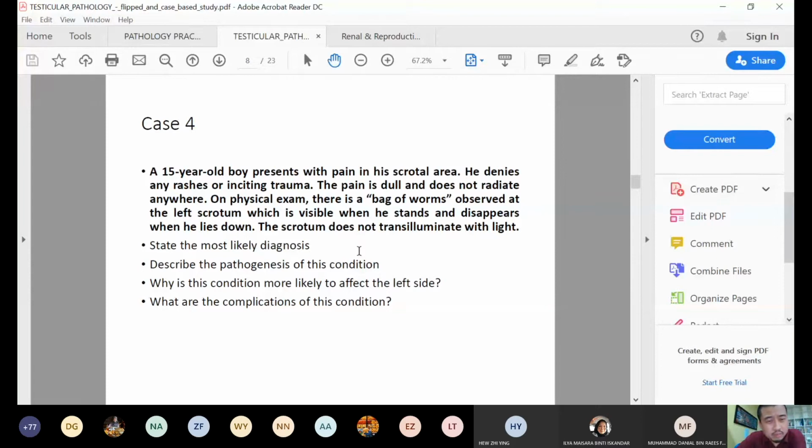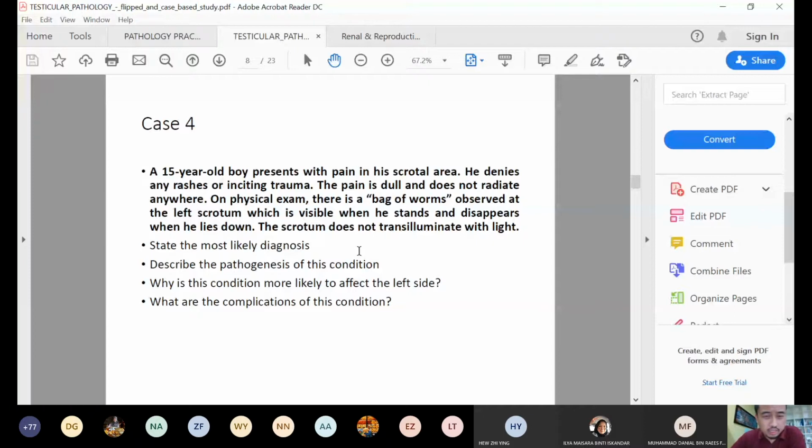A 15-year-old boy presents with pain in the scrotal area. He denies any rash or inciting trauma. On examination, there is a bag of worms observed at the left scrotum, which is visible when he stands and disappears when he lies down. The scrotum does not trans-illuminate with light.